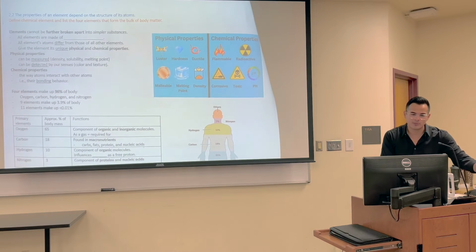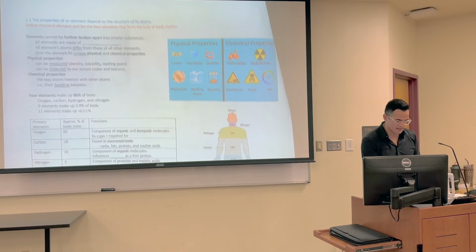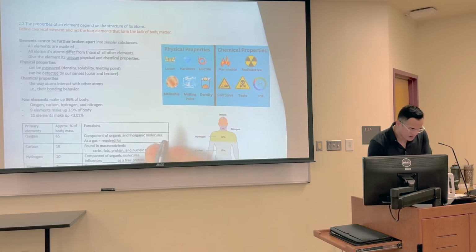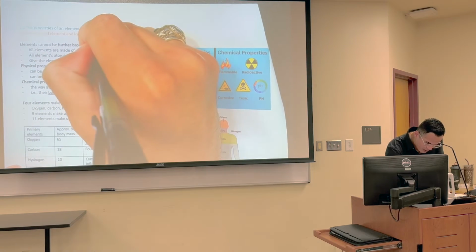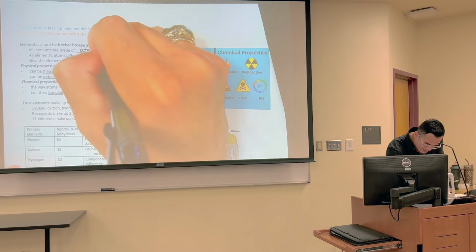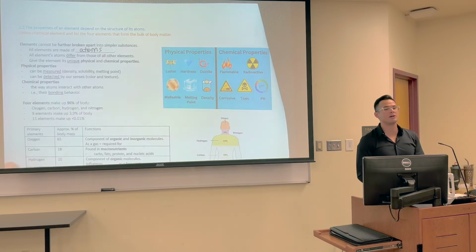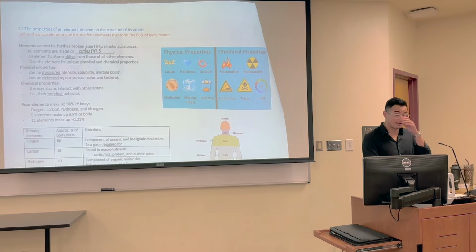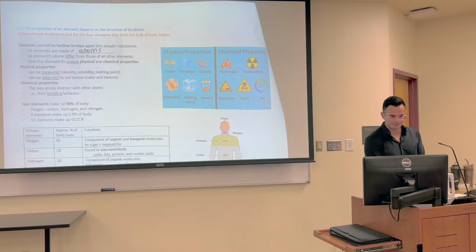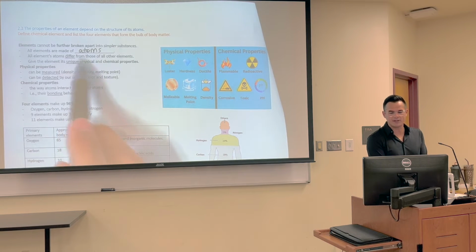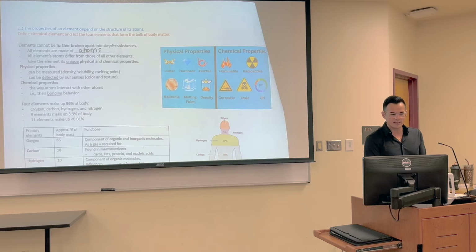Elements cannot be further broken apart into simpler substances. All elements are made of atoms. Do all elements have the same number of subatomic particles, protons, electrons, and neutrons? No, there's going to be variations in them. Due to these variations, that's what's going to give them their unique physical and chemical properties.